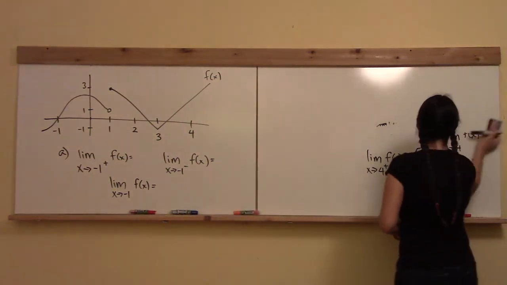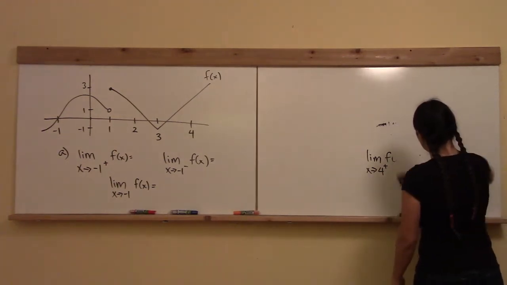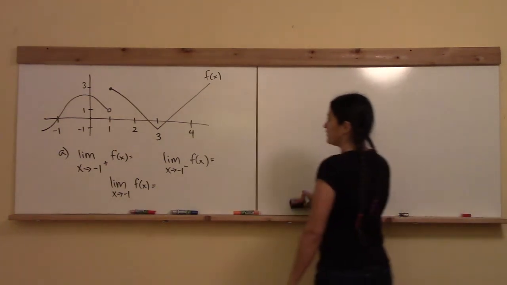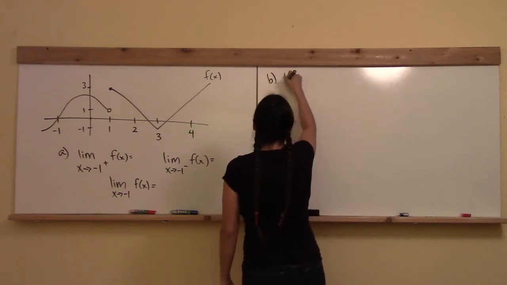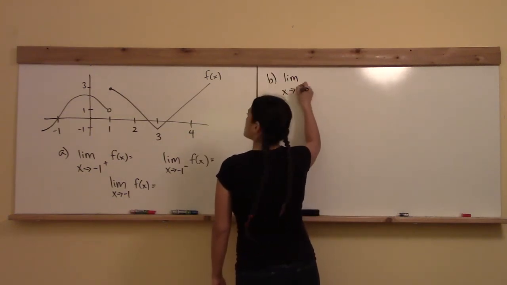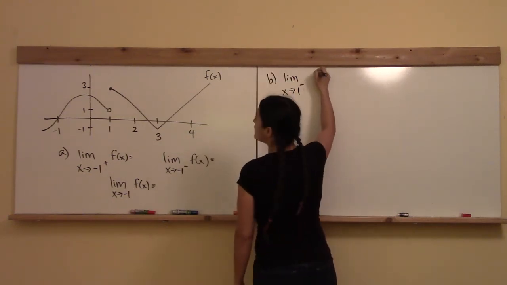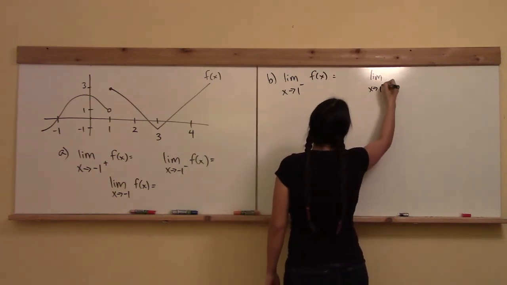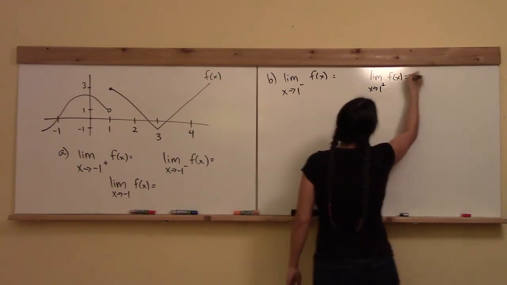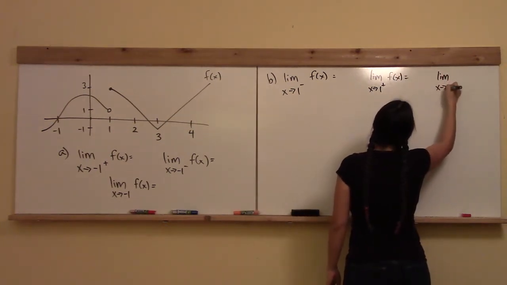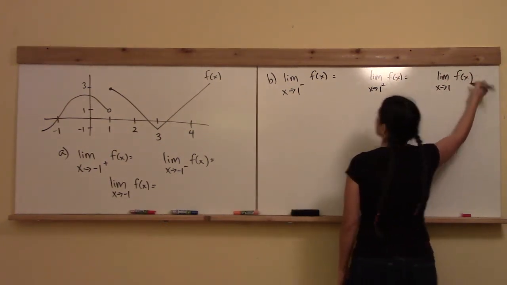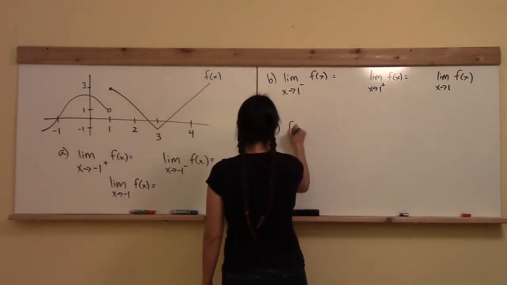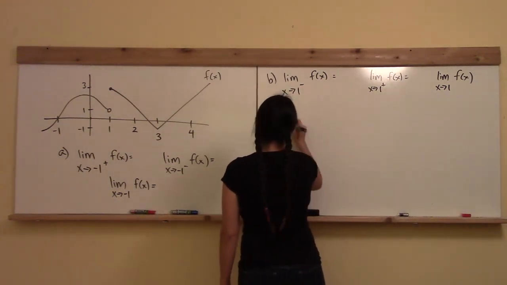And I'll put up some similar questions for some other points and see how much of this you can fill in just by looking at the picture. X approaches 1 from the minus side. X approaches from the plus side, and the overall limit as x approaches 1. And we'll just ask it one more time, maybe for the point 3.